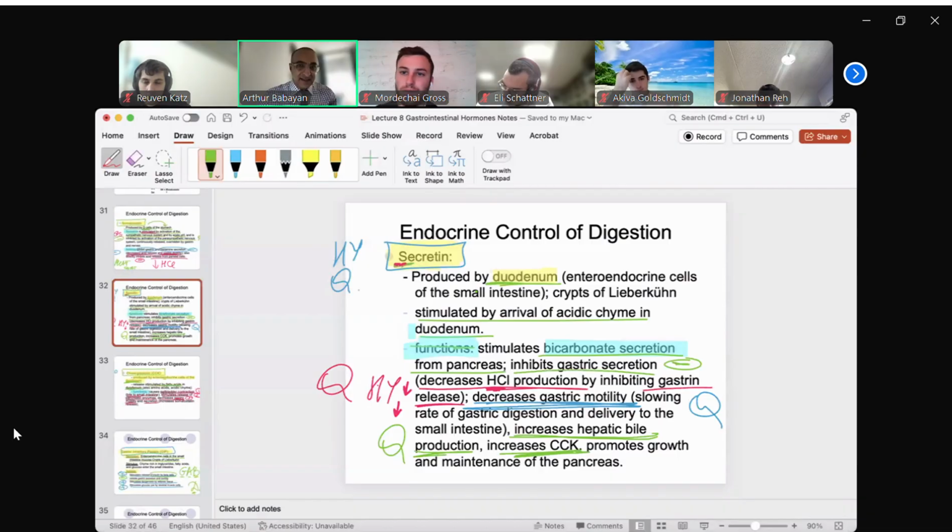Secretin is produced in the small intestine. Secretin, S, small intestine, that is the duodenum. Its function is to stimulate bicarbonate secretion from the pancreas and inhibit gastric secretion. If gastric secretion is inhibited, the level of hydrochloric acid decreases. You know hydrochloric acid activities. It decreases hydrochloric acid production, decreases motility, and increases bile production.